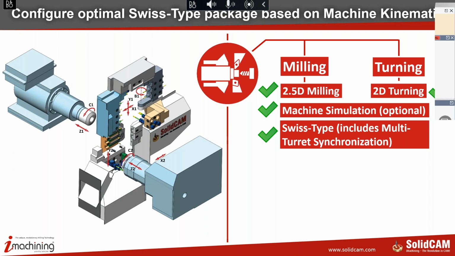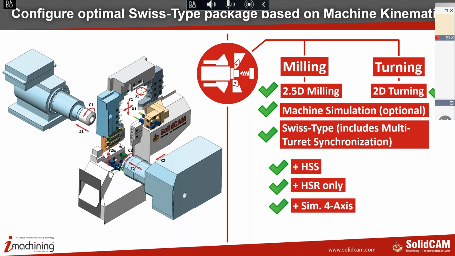Yes, I would always recommend to have with this HSS, HSR, and 4-axis simultaneous. Okay, and if your machine also has the B-axis, I will definitely put also the simultaneous 5-axis, and I'm machining 2D.